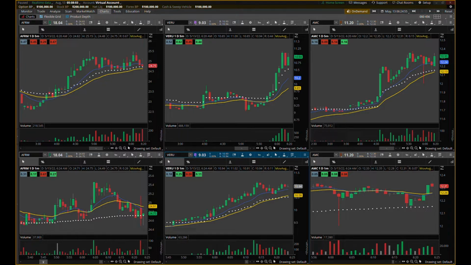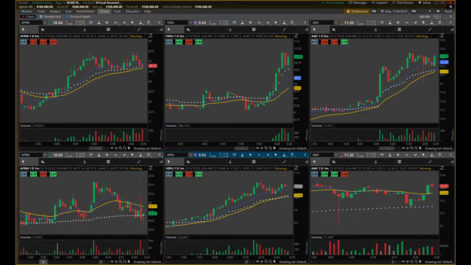So the stocks we'll be trading today are from a stock scanner called Trade Ideas. I've uploaded the data from Trade Ideas into my own custom-made scanner so that I can go back in time and trade any day in the past, which is what I'll be doing today.